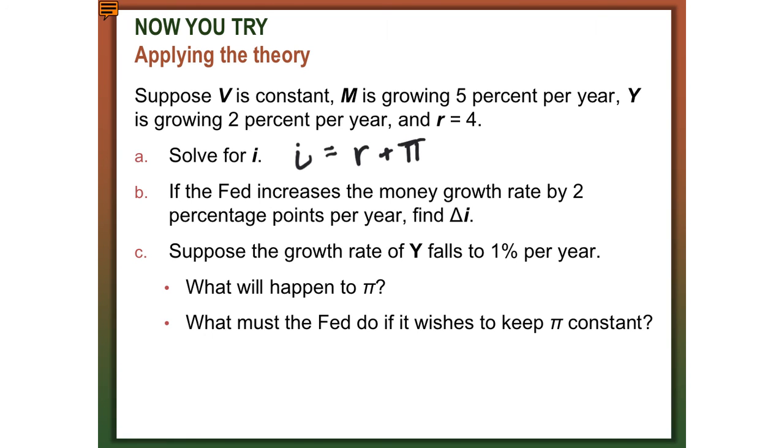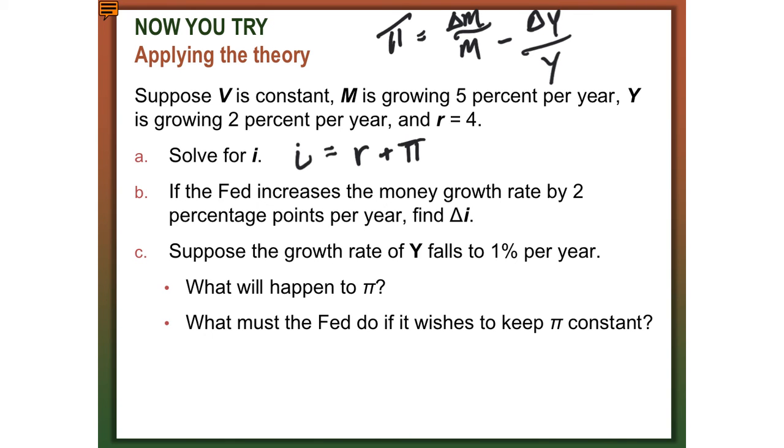So if we're going to solve for I, we need two things. We need R and we need pi. So R is given in the problem, so this is 4. So the only other thing we need is the rate of inflation. So if we're going to find the rate of inflation, what is the other relationship we need? Well, remember, what is inflation? So this is delta M over M minus delta Y over Y. It's the difference between the growth rate in the money supply and the growth rate of real GDP.